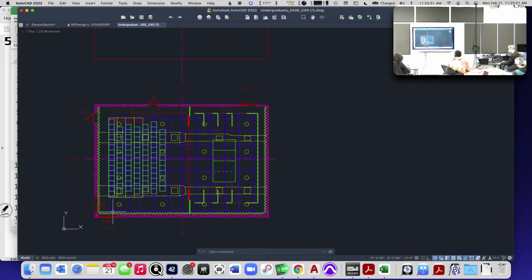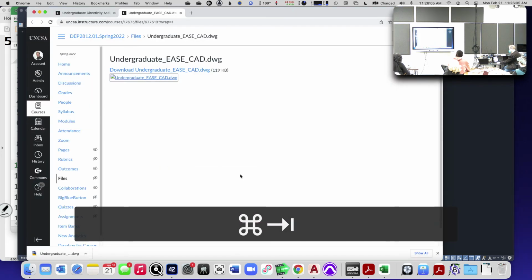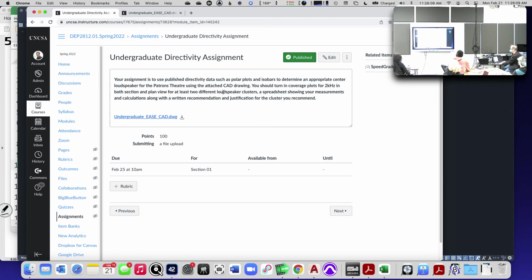There it is. And there's the seats. So you're looking for, how do I cover those seats? With one loudspeaker, ideally. Okay. Now, here is the specs. I want you to do this for 2 kilohertz instead of 1 kilohertz.